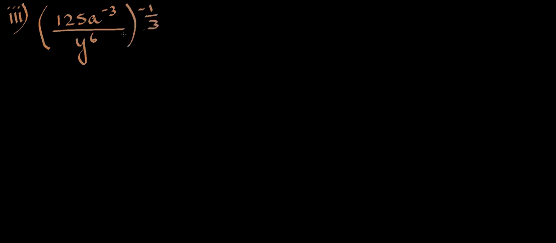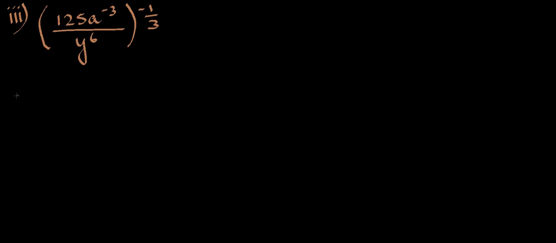What was the sum which I skipped? 125 a raised to minus 3 upon y raised to 6 the whole raised to minus 1 upon 3. Now children, remember this minus 3 is only to the a sign. It is not applicable to 125.